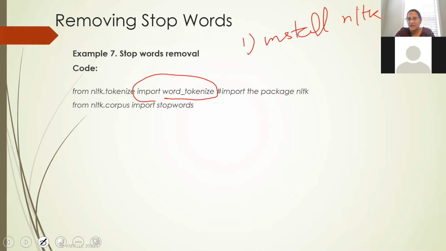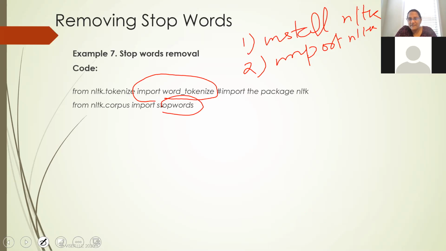The first thing is install NLTK. And the next thing is you have to import NLTK. Depending on which package, which different functionality you want to achieve, you import different packages. And to tokenize, we import word underscore tokenize. And then for removing the stop words, there is a whole library of stop words.